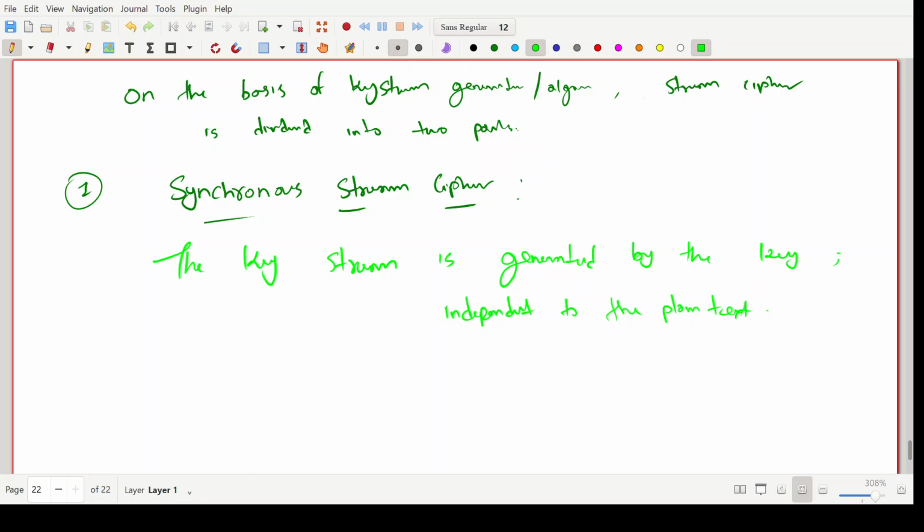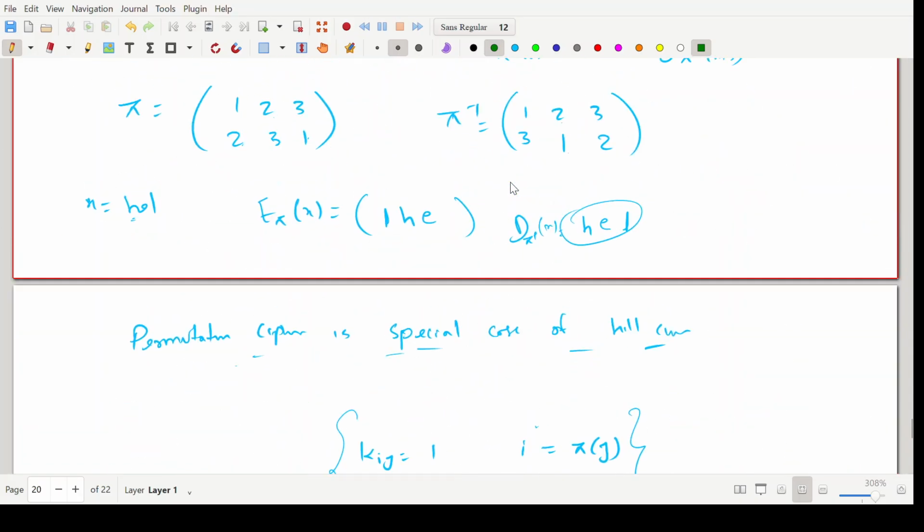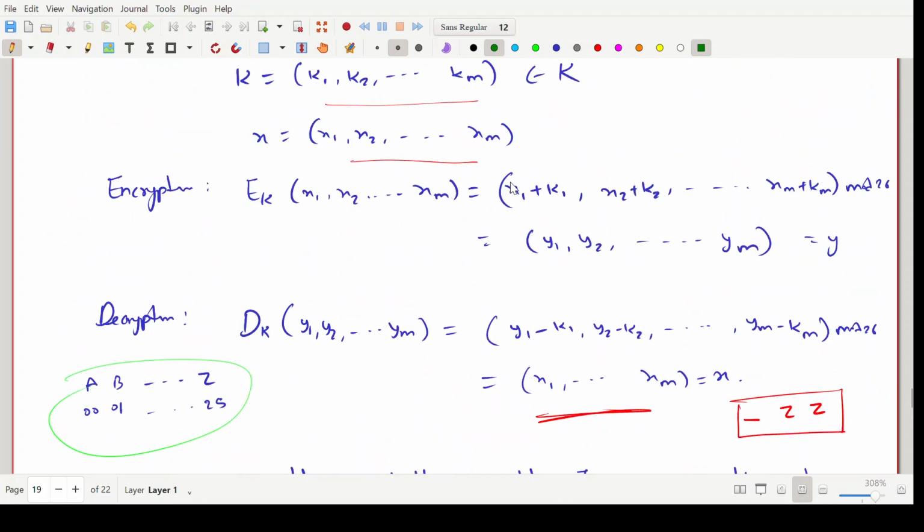So a simple example is that even your Vigenere cipher is a synchronous stream cipher. Let me just tell you. What happened in Vigenere cipher? In the Vigenere cipher, we used to divide it into blocks, correct?